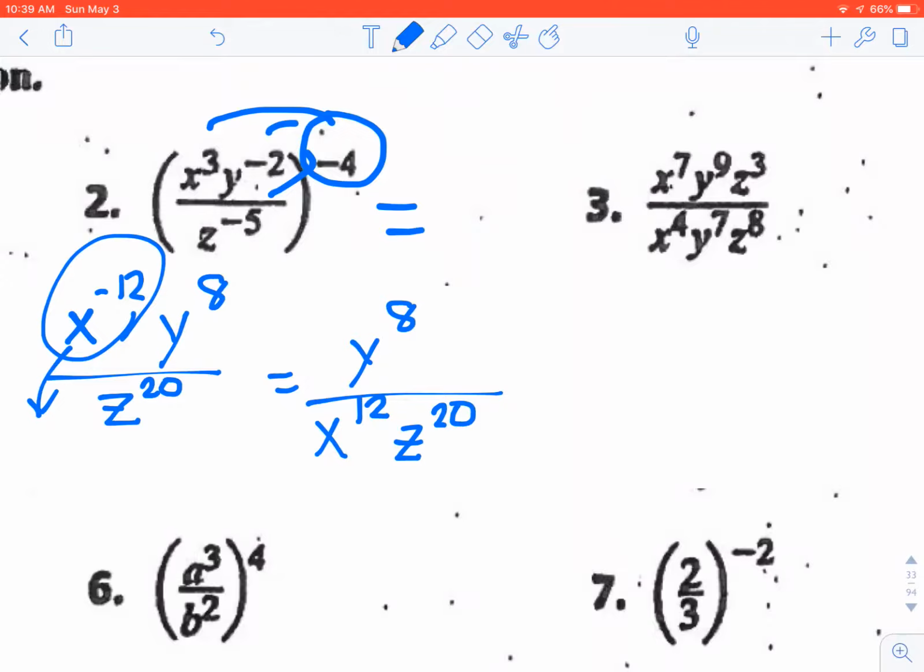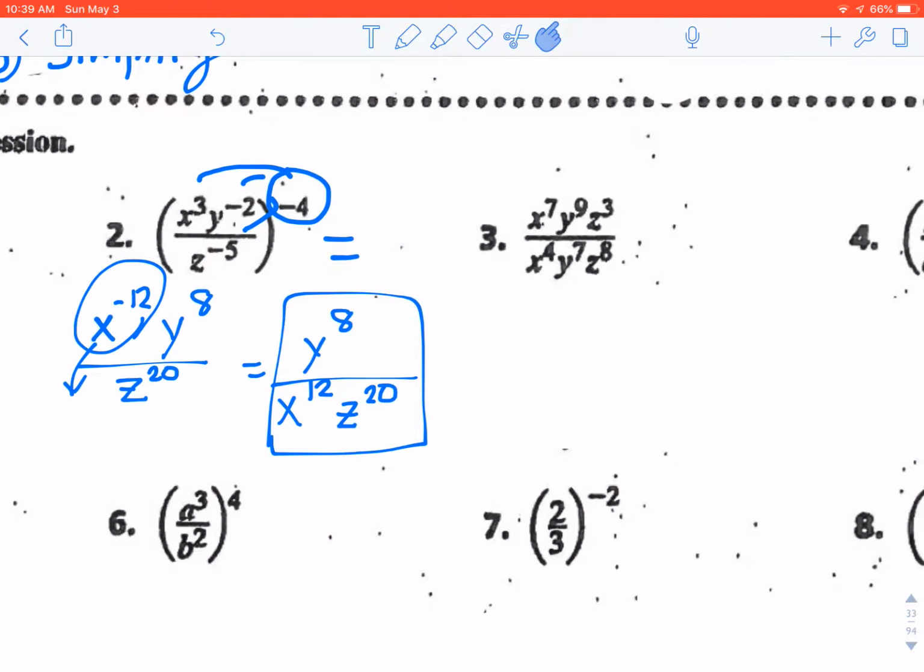Step three says to simplify. Okay, but you're looking to see, are any of the bases repeated? They're not, so we're actually done. There's nothing you can simplify on this problem any further. Okay, and again, a reminder, your final answer is not going to have the same bases, and it's not going to have any negative exponents.